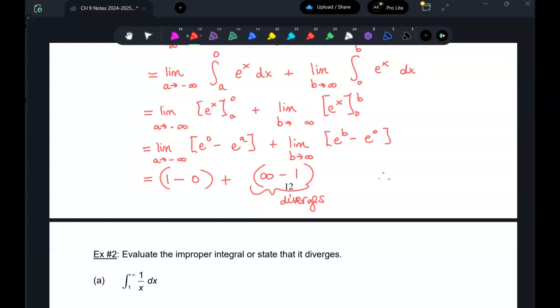Therefore, this integral diverges. So I said if one part diverges, the whole thing diverges.